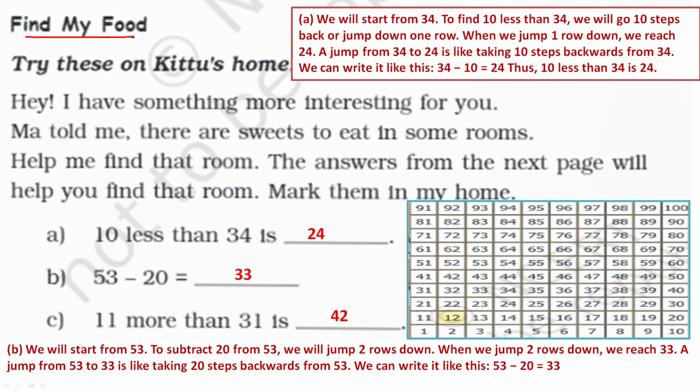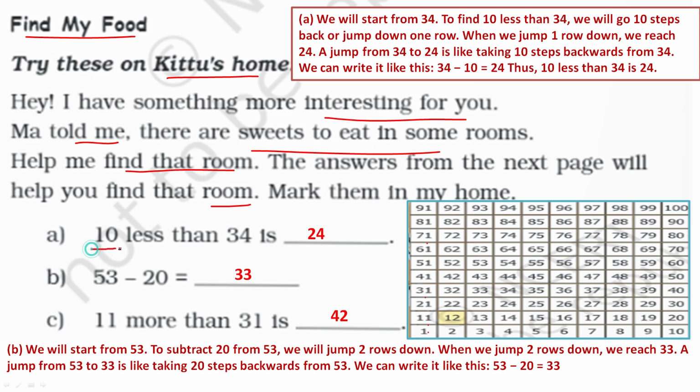Find my food. Kittu's home. Here is the home. Kittu's home. Hey, I have something more interesting for you. Ma told me there are sweets to eat in some rooms. All the rooms have sweets. Eatable sweets are there. Help me find that room. The answers from the next will help you find that room.